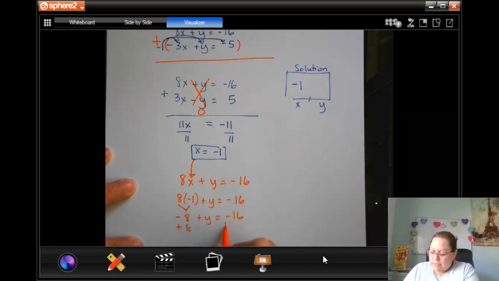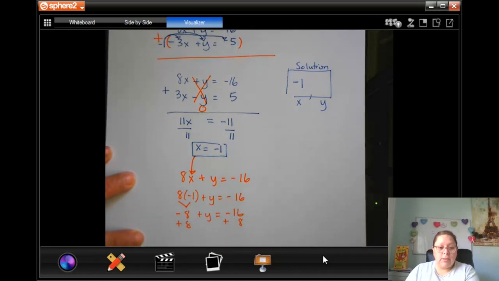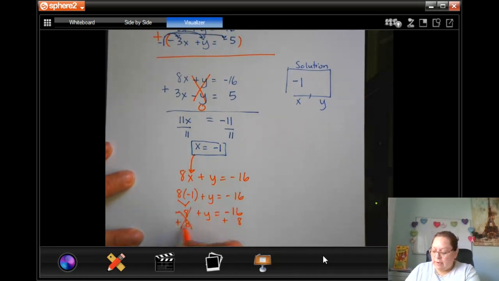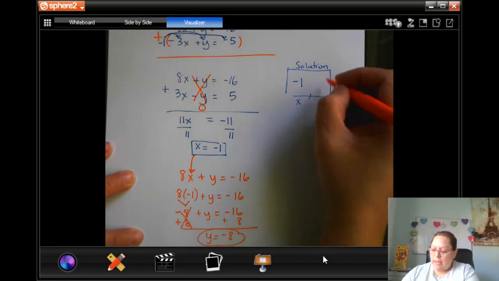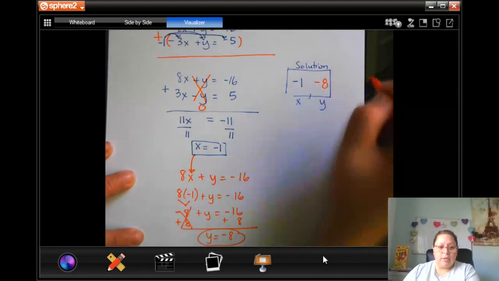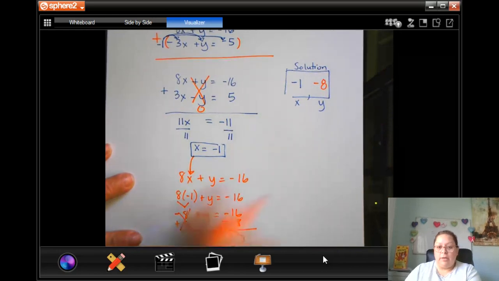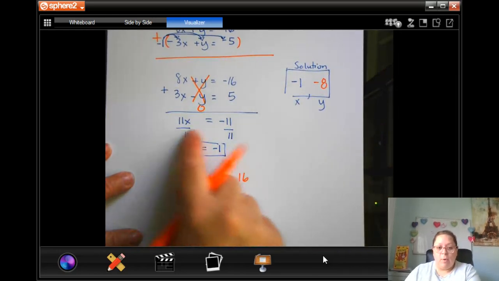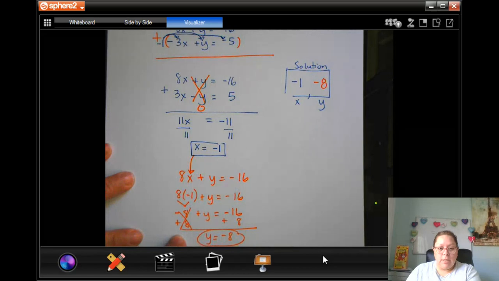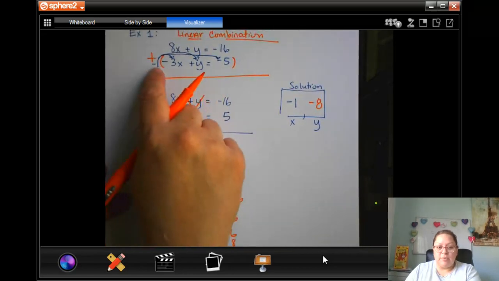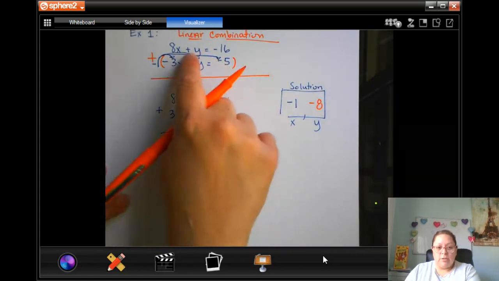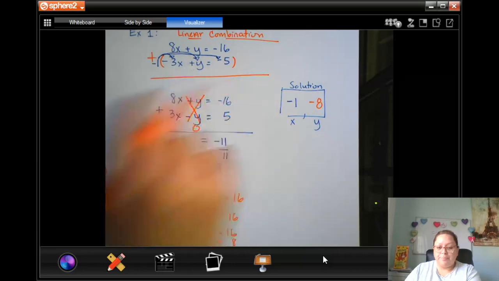Add 8 to both sides, right? Your 8 will cancel off here. Y will equal -8, okay? So that's where you should be at right now. Y equals -8, and go ahead and put that into your solution. Okay? So now you found both x and the y, right? And again, all you needed to do was multiply this by -1 to cancel out your y's.